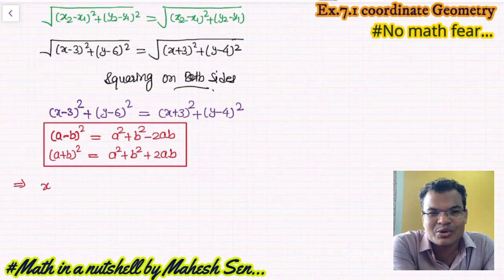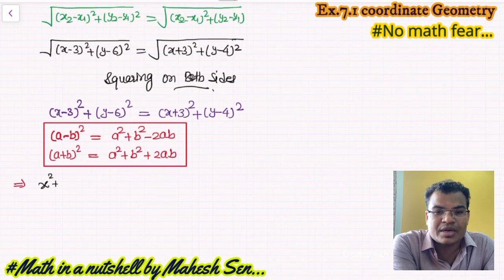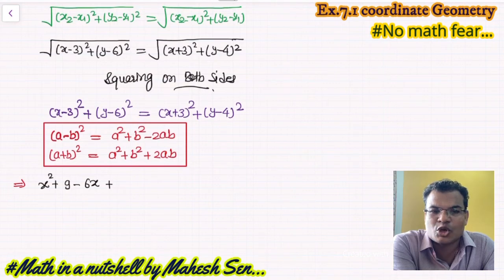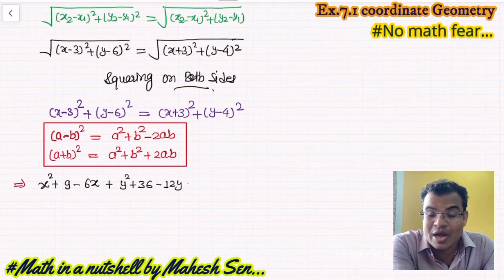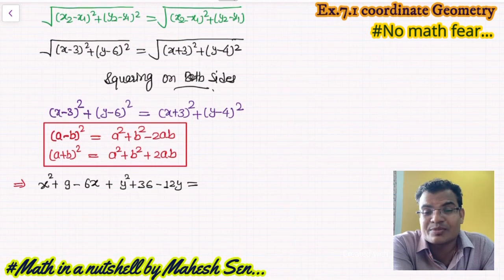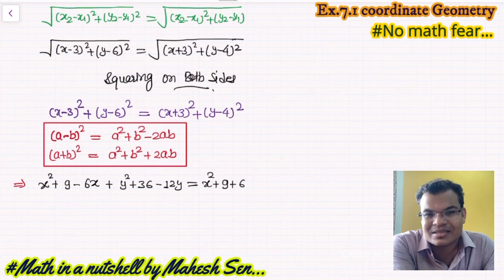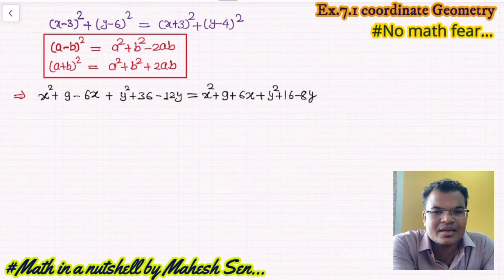So can you put the values here? (x minus 3) whole square, that is a square plus b square minus 2ab. So x square plus 3 square, 9, minus 6x, because 3 twos are 6 and x is there. Then (y plus 6) whole square is y square plus 36 plus 12y, equal to (x plus 3) whole square, x square plus 9 plus 6x, and (y minus 4) whole square, we can apply here, y square plus 16 minus 8y. This is okay, I think.